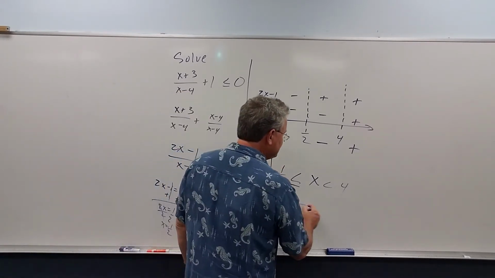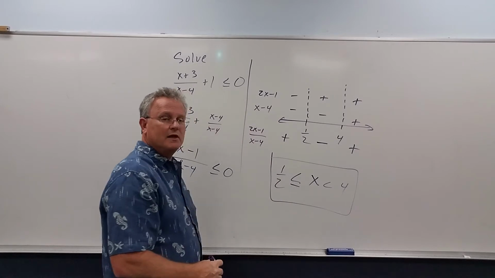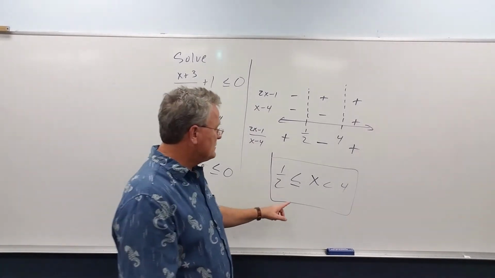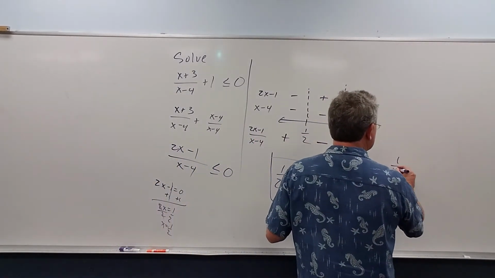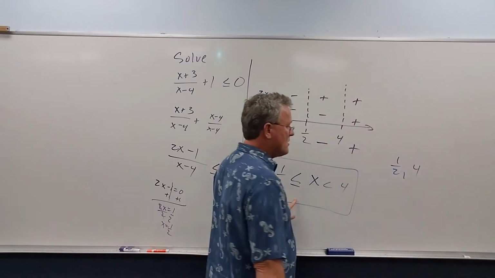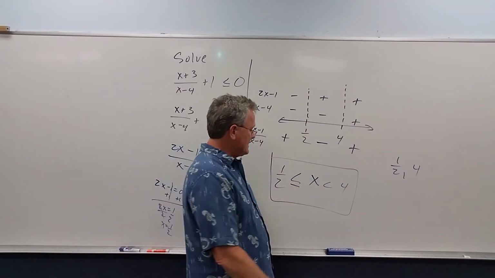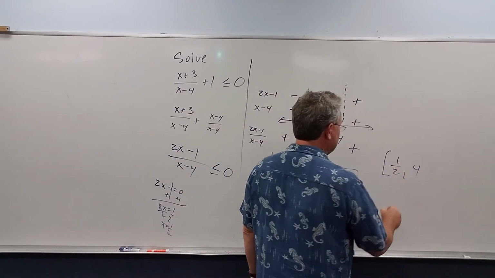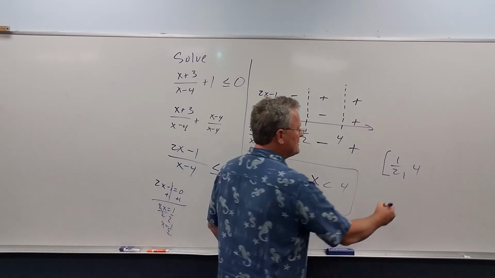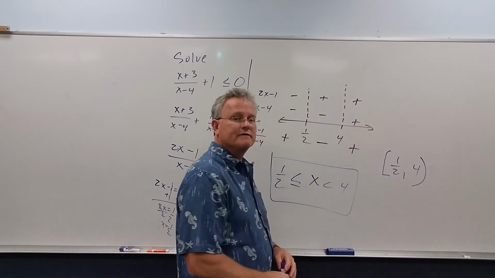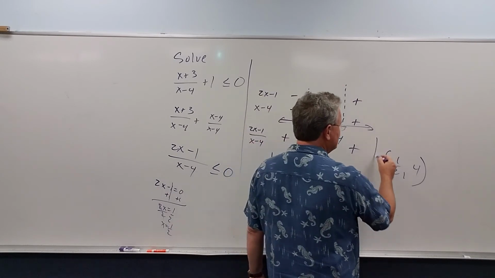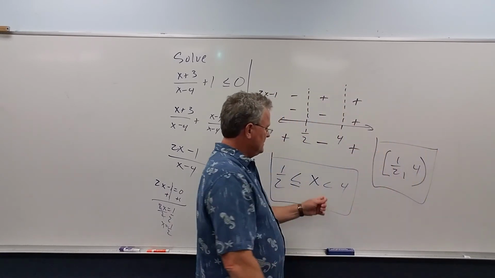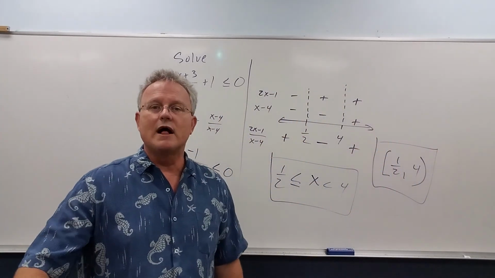So this is the answer in inequality notation. How do we write it in interval notation? Well, these are all the numbers from 1/2 up to 4. There's an equal next to the half, so that's a bracket. There's no equal here, so that's a parenthesis. So this is the answer using interval notation. This is the answer using inequality notation.